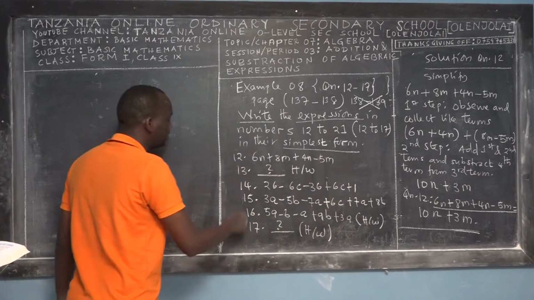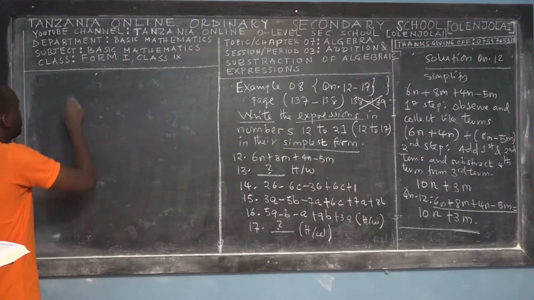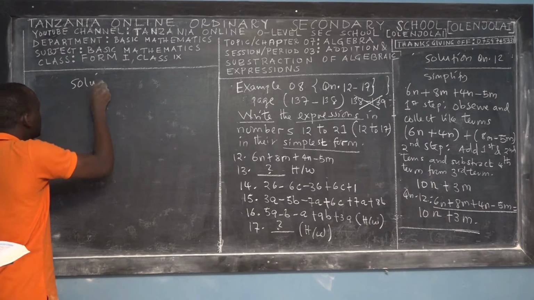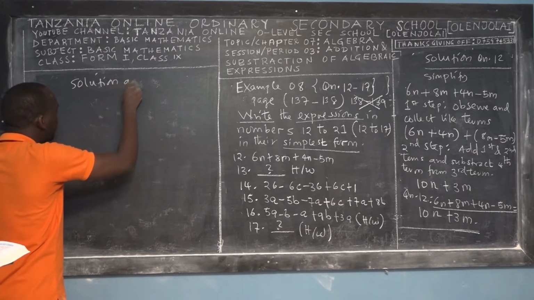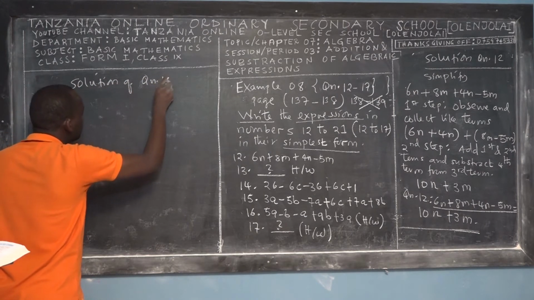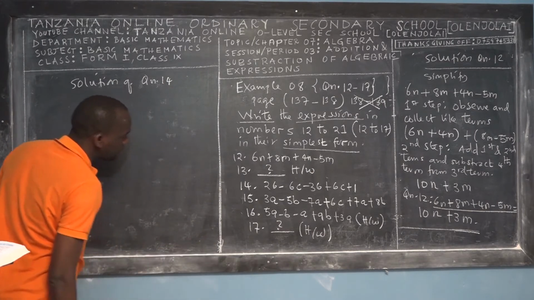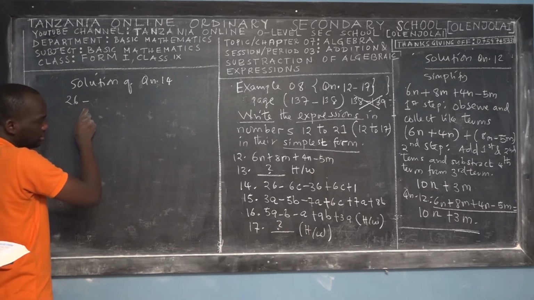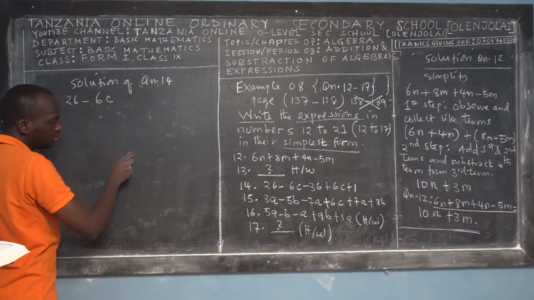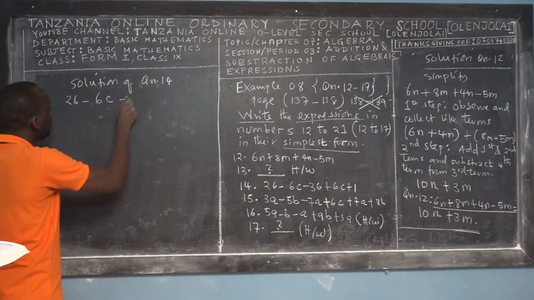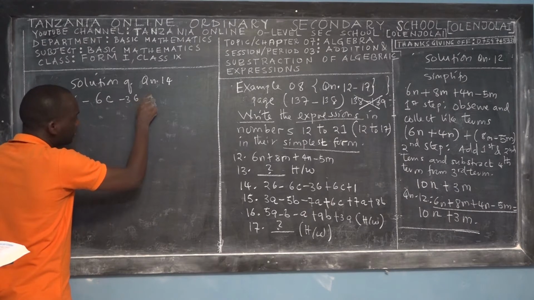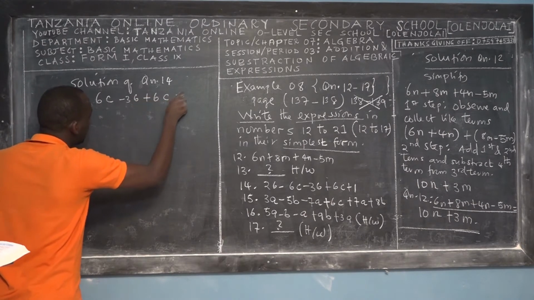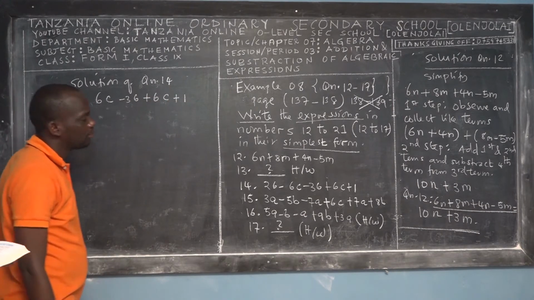Okay, tunakuja ni swala 14. So it says solution of question 14. So question 14, turahisishe 26 minus 6c, then so you have what? Minus 36, then plus what? 6c plus 1. We have to simplify.